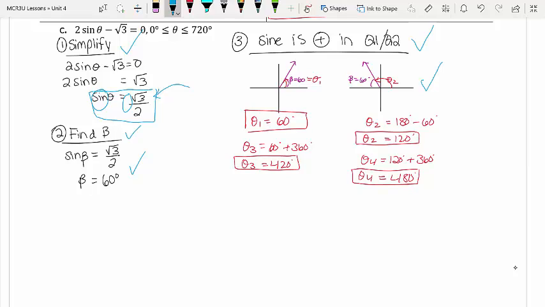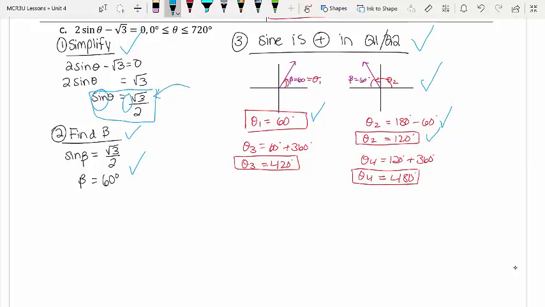Then you're going to find your values of theta 1 and theta 2. So theta 1, because it's in quadrant 1, is just the same as your related acute angle. Theta 2, because it's in quadrant 2, you're going to take 180 and subtract 60 degrees, which is your related acute angle. And you get 120 degrees.